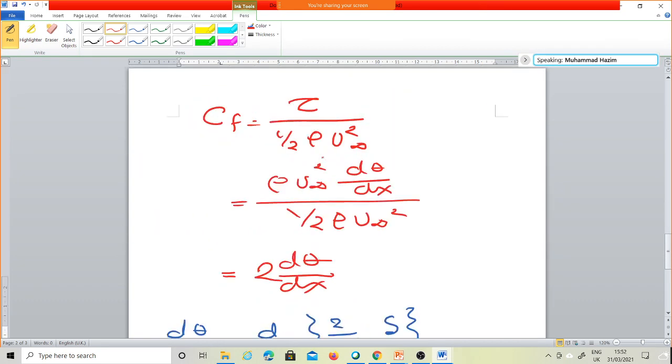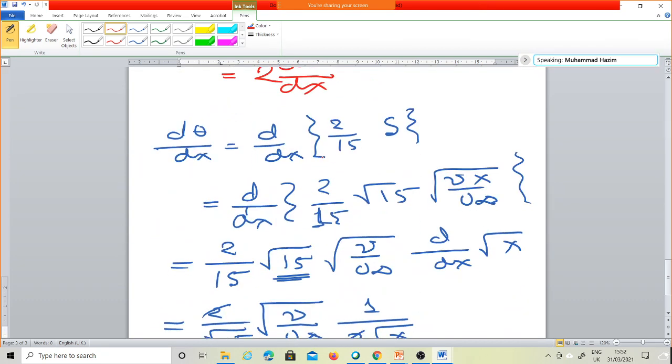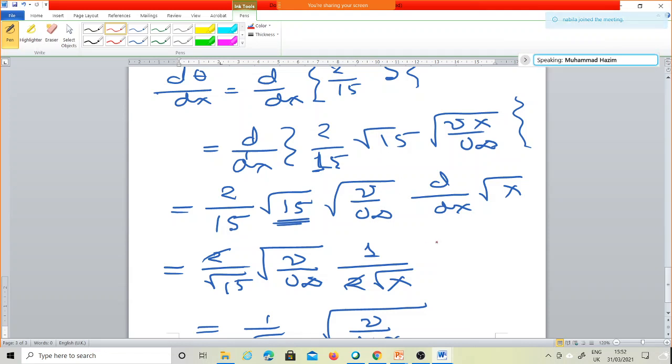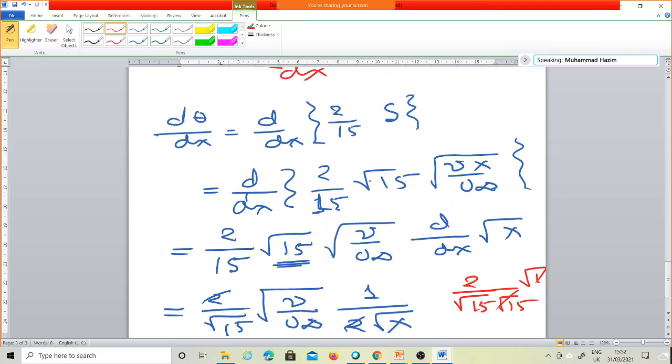No, I mean, how can 2 over 15 times square root of 15 become 2 over root over 15? Okay, so 15 can be written as root over 15 times root over 15. It means root over 15 whole squared. And then you have root over 15, so it is crossed down. Okay? Okay. So you just practice, okay?